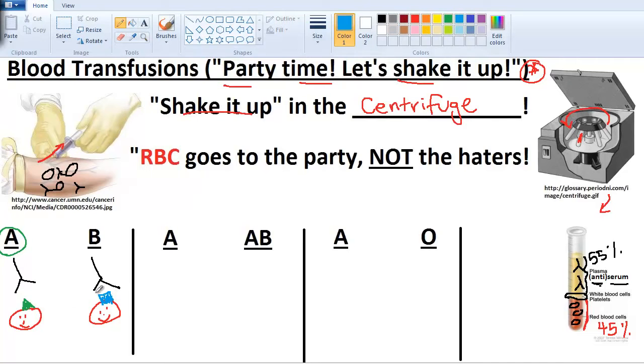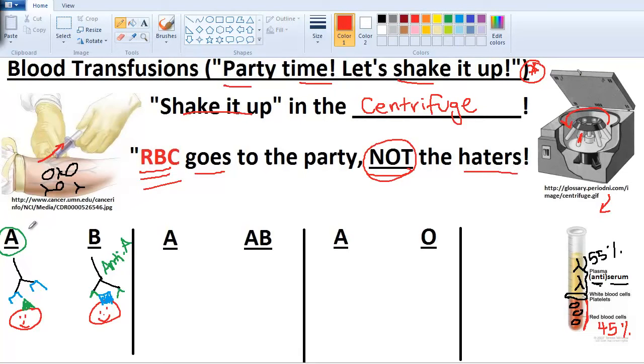Now, who's going to have what antibody? A, he can have the anti-B. He can hate against the B hat because he's wearing the A. B, same idea, has the anti-A antibody, right? This is anti-A because he's not wearing the A hat over here. This hater can't be at the party with him. So pay attention here. The red blood cell goes to the party, not the haters.